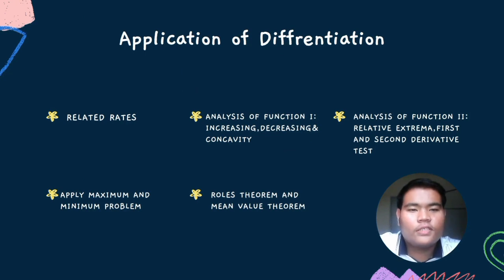It has five subtopics under application of differentiation. Firstly is related rates. Secondly is analysis of function 1, which has increasing, decreasing, and concavity. Thirdly is analysis of function 2, which has relative extrema, first and second derivative test. Fourth is applied maximum and minimum problem. And fifth is Rolle's theorem and mean value theorem.